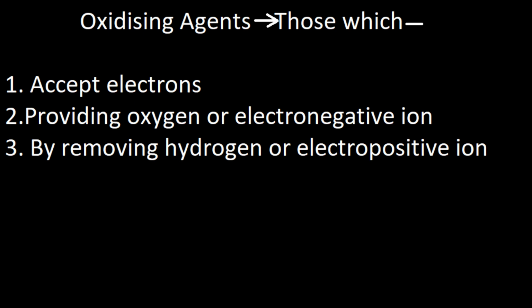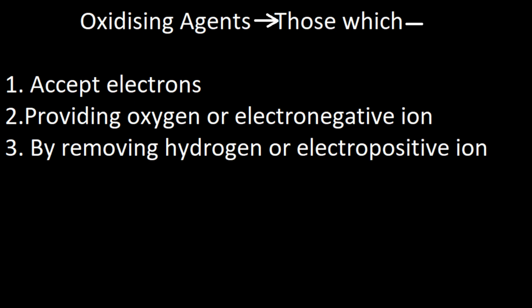Let us take the first example in which acceptance of electrons is there. Now taking copper oxide, when copper oxide changes to copper, it means in copper oxide a copper cation is there, and when the copper cation accepts 2 electrons, then it changes to copper metal.